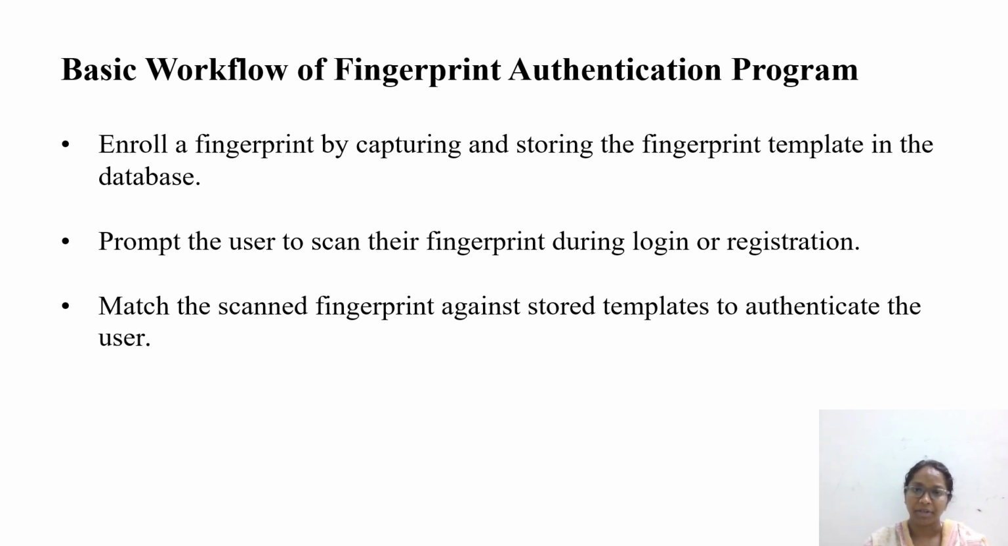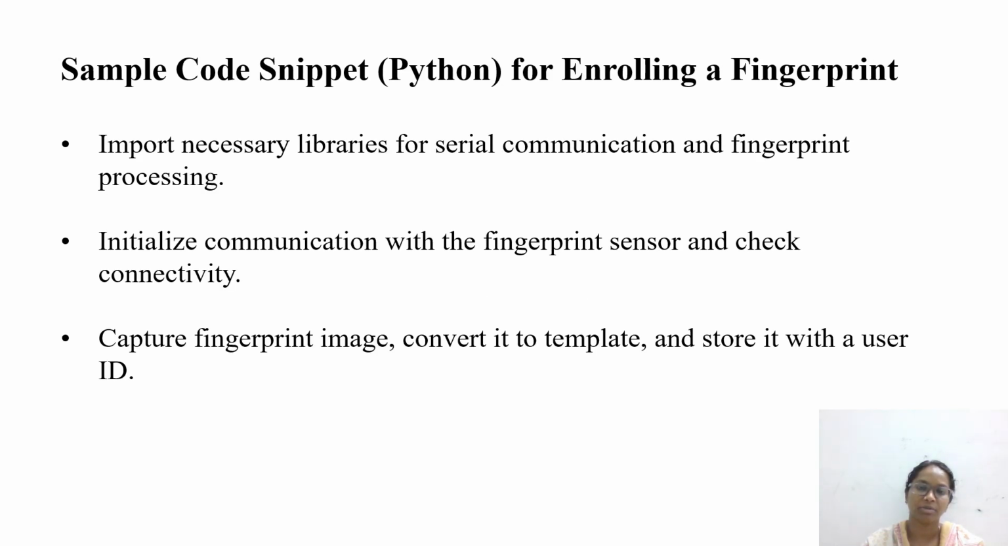First, we create a fingerprint capture. We capture our own fingerprint and store it in the database. In the next step, we use it for login or registration, and matching is done. If the fingerprint stored in the database and our fingerprint both match, then the lock will open and the device gets unlocked. This is the working flow of the fingerprint authentication program.